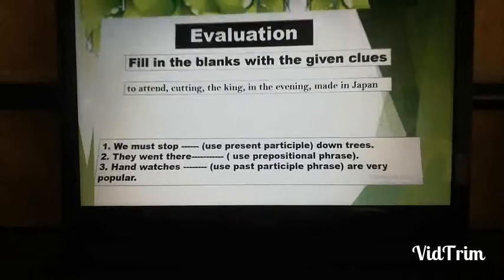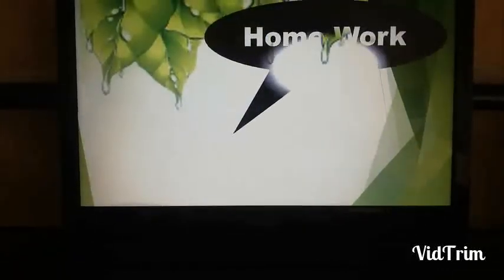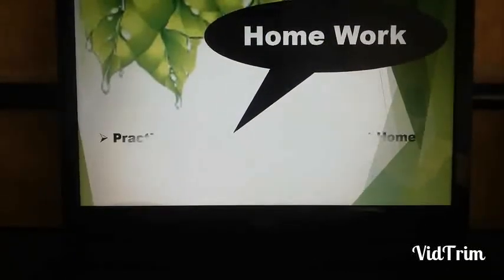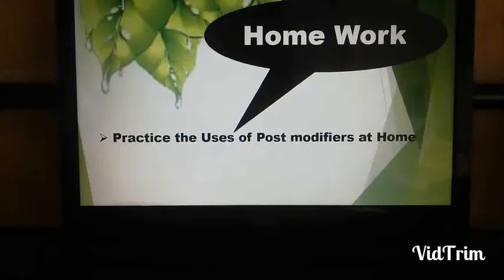Let's move forward. This is your homework. Practice the uses of post modifier at home. Here the verb would be practise, mistakenly it is written differently. However, practice the use of post modifier. This is an order for your homework. In your book, you will get different types of examples or passages of post modifier, and try to practice them at home. Okay.